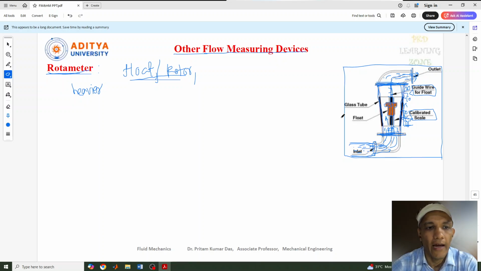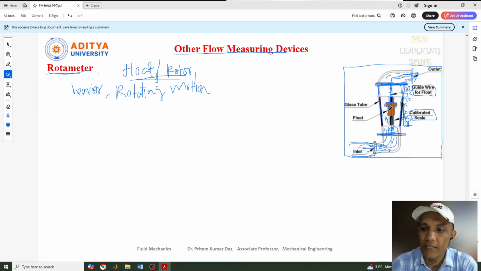And here another point is there, that is this float or rotor can be balanced in a particular position, and there is a rotating motion working on that. Due to the rotating motion, the float or the rotor stays in a steady condition. So that is another concept, the rotating motion acting on the float or rotor, so that the float can be in the steady condition. In this position, there is an equilibrium condition working on that.